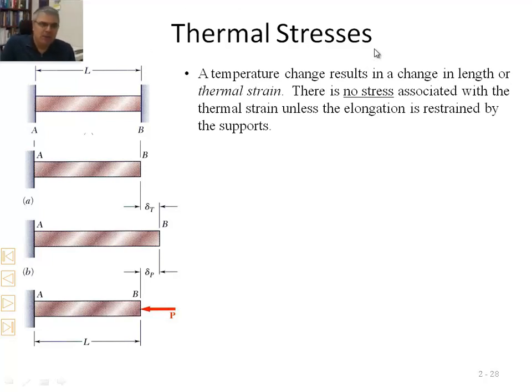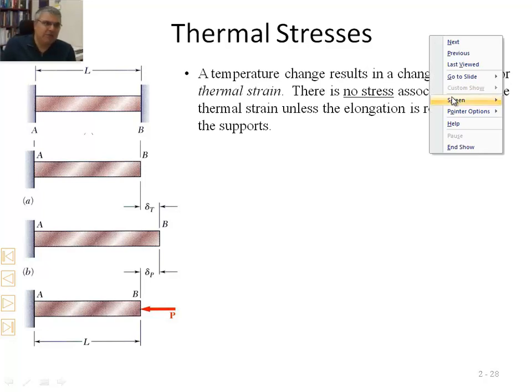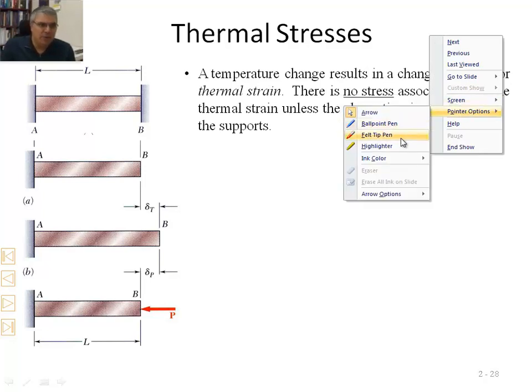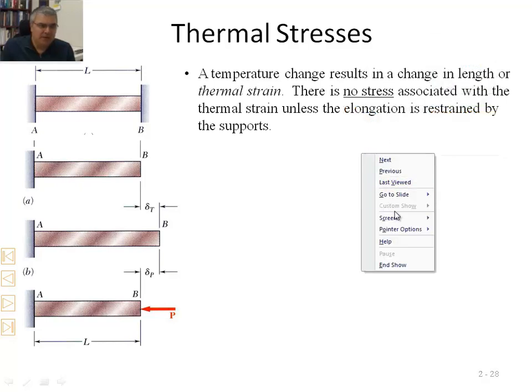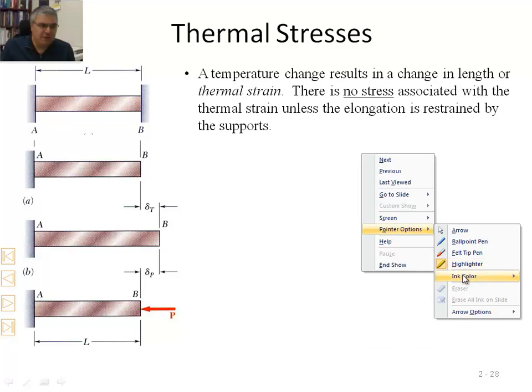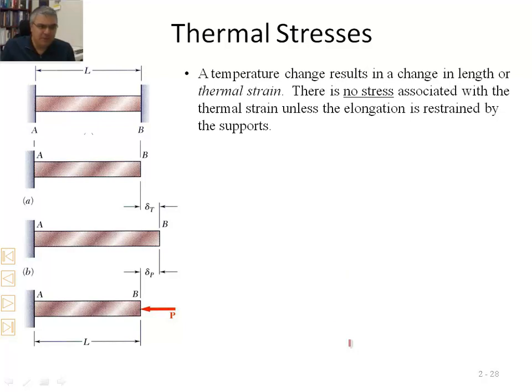I'm going to take a look at the second case first. Let me get my pointer option. I'm going to take a look at the second case first here, the second picture, this picture right here. You have a cantilever beam AB. This is the part I am referring to. Cantilever beam AB. One side is fixed at A and it is free to move at B.